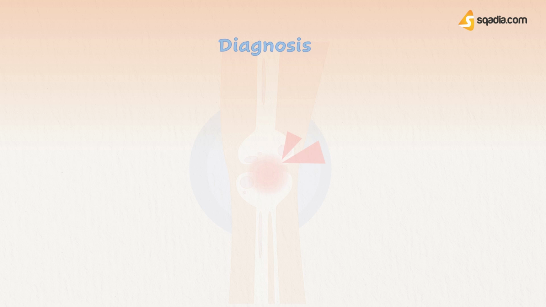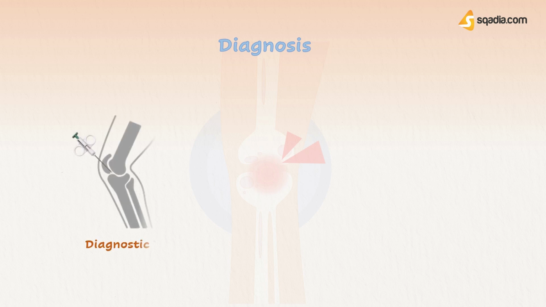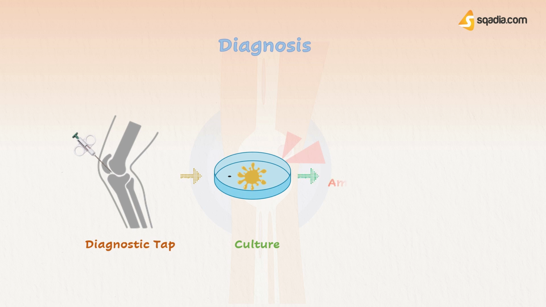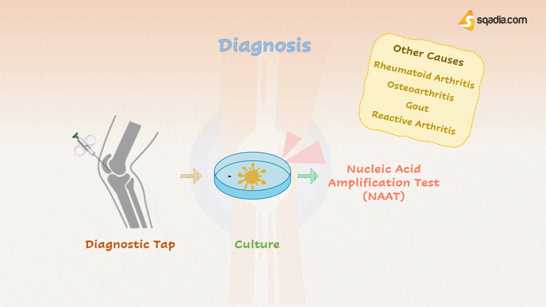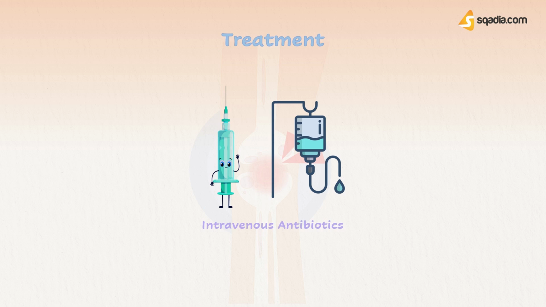The aspirated sample can undergo NAAT, which is nucleic acid amplification test, in order to differentiate septic arthritis from other causes of arthritis. When I say other causes of arthritis, this can include rheumatoid arthritis, osteoarthritis, gout, and even reactive arthritis. Treatment should be with intravenous antibiotics appropriate for the infecting organism.